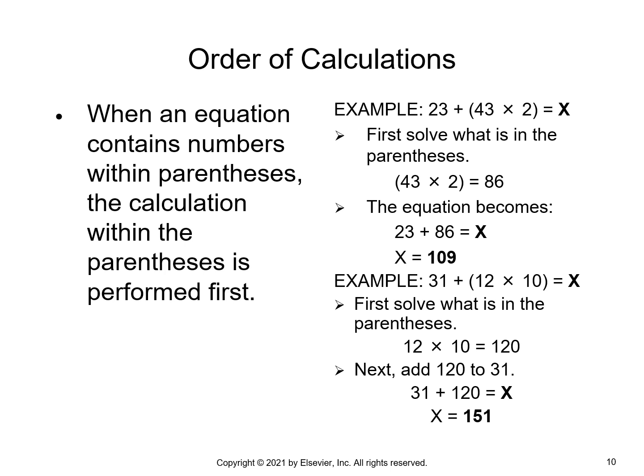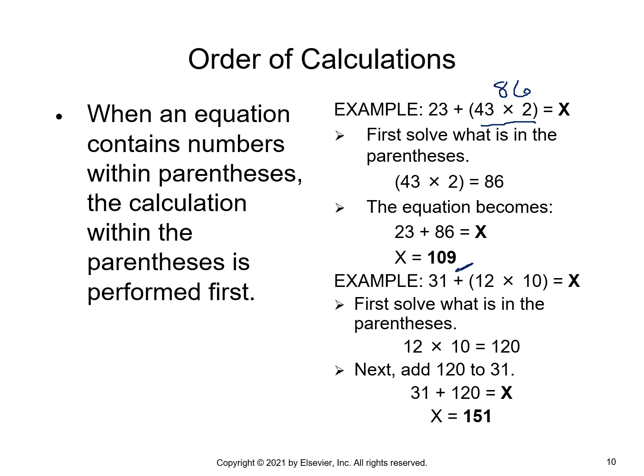Next, we'll discuss the order of calculations. When an equation contains numbers that are within parentheses, then the calculation should be performed on those numbers within that parentheses first. So here we have a couple examples where we will work out the parentheses first. So 43 times 2 gives you 86, and if you add that 86 to the 23, then you get your final product of 109.